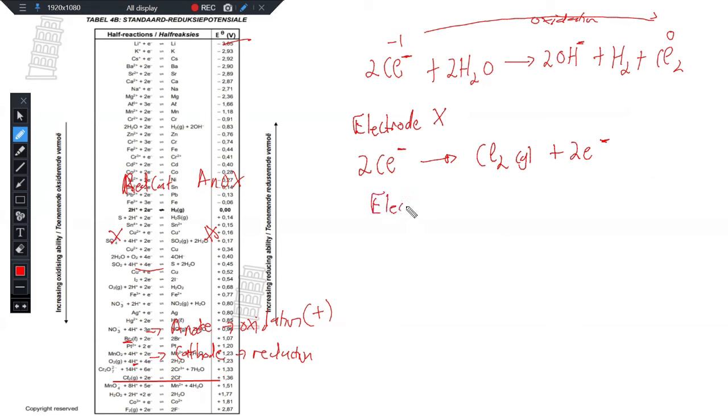But then what about electrode Y? Electrode Y now has to be indicated by this, right? Has to be indicated by this. Now we do have a reaction of H2O to give us 2OH minus plus H2. You're going to find it from this table, right? So everything that we are dealing with here, you have to check if there is no such formula here. Look.